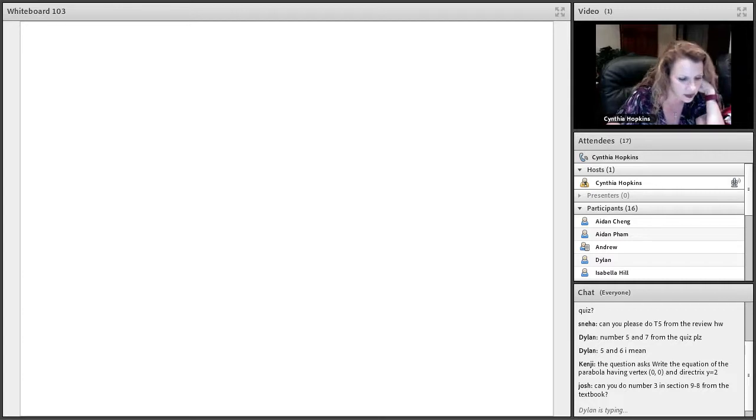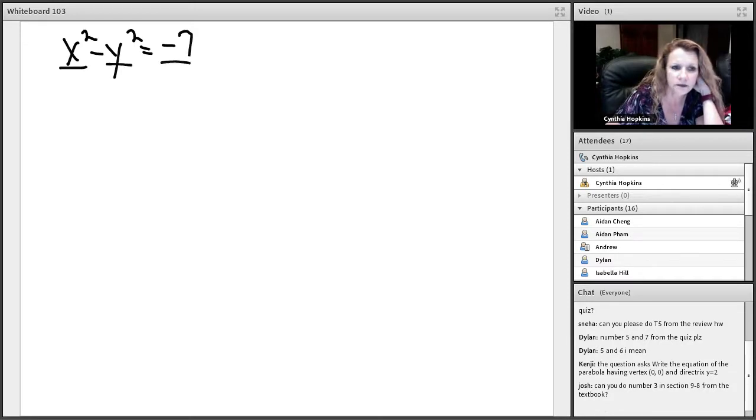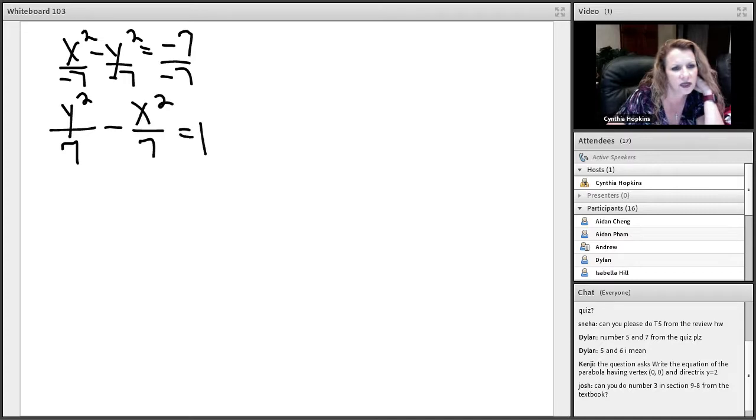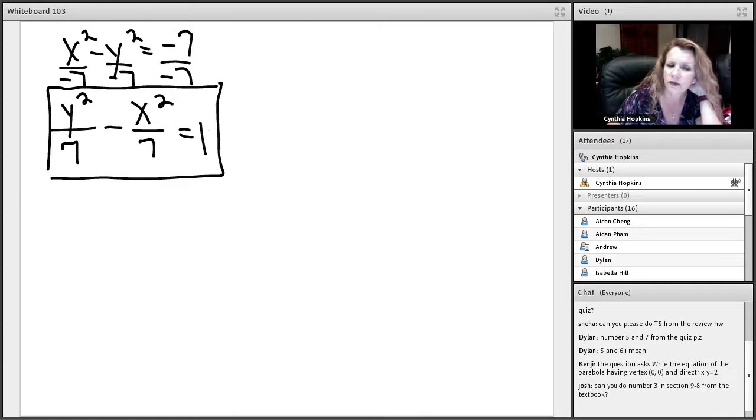All right, so let me take the x squared minus y squared equals negative 7. I know that's a hyperbola, and so I want my equation to equal negative 1. So I'm going to divide all 3 terms by negative 7. Since the y squared is now going to become positive, I'm going to write it first: y squared over 7 minus x squared over 7 equals 1. You see how my minus sign now is in the middle? And there's my equation.